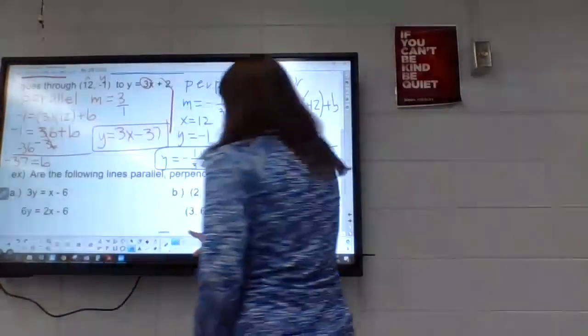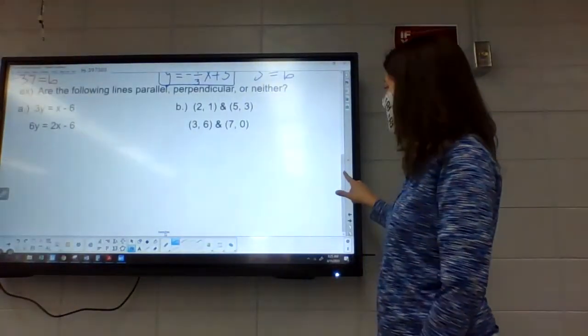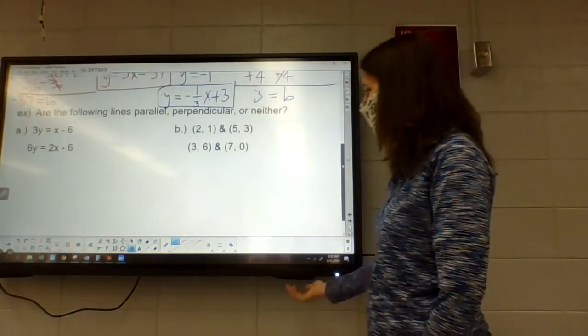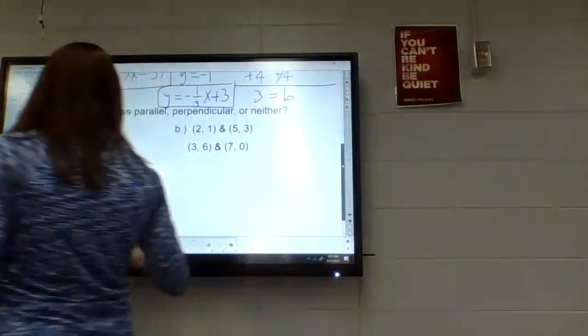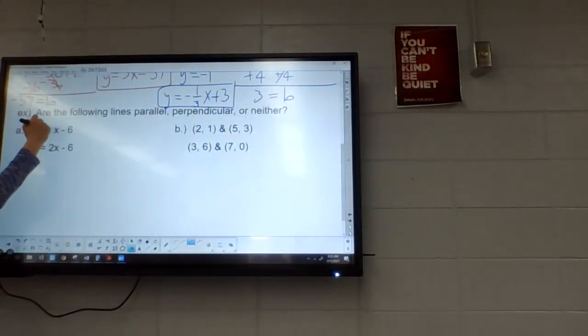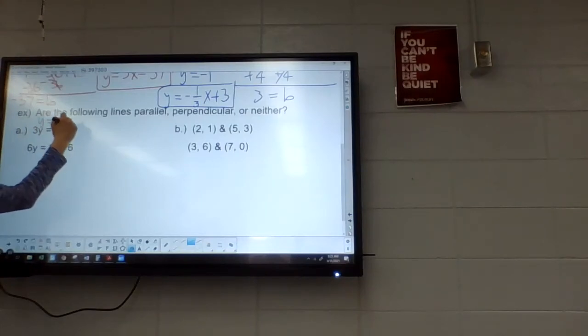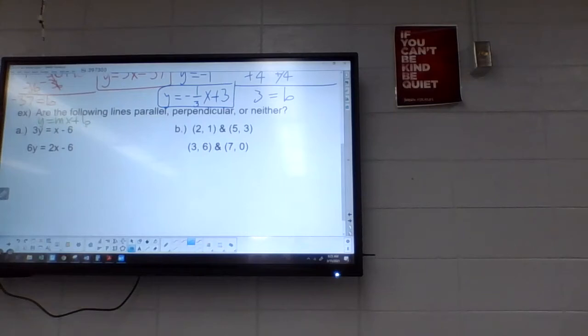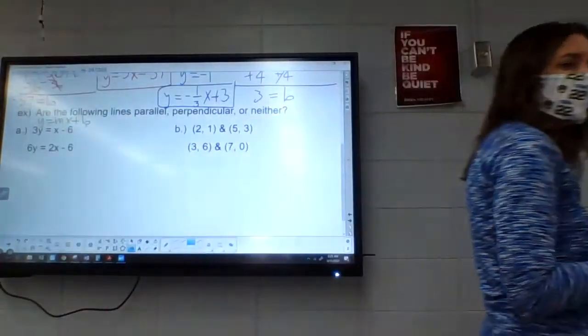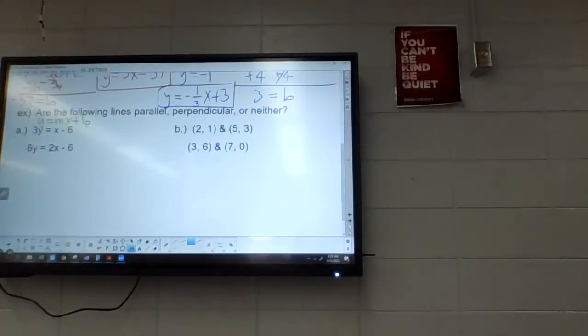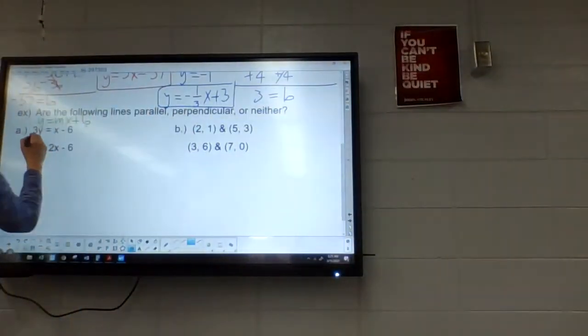If you're stuck on how to get A started, we want to get it in y equals mx plus b form. I want to figure out what y equals mx plus b is, because I want to check what the m is. So for each of these, I'm going to try and figure out what m is, so the y needs to be alone. So in the first one, what am I going to do to get y alone? Divide by 3. Yep, so we're going to divide everything by 3.